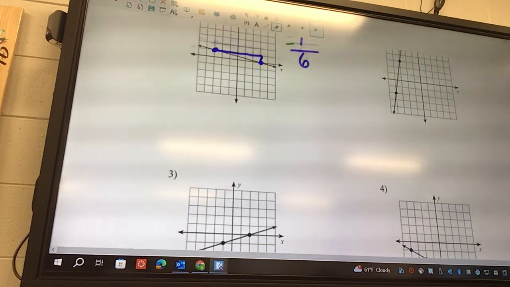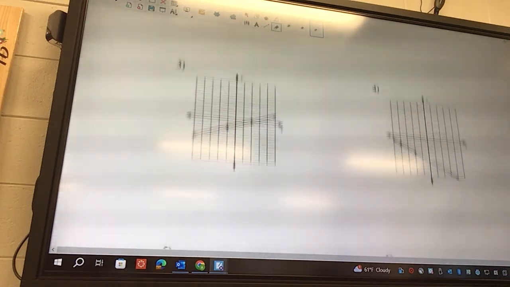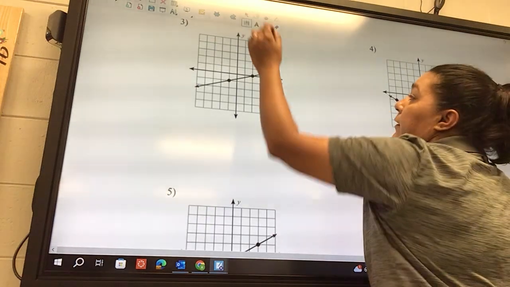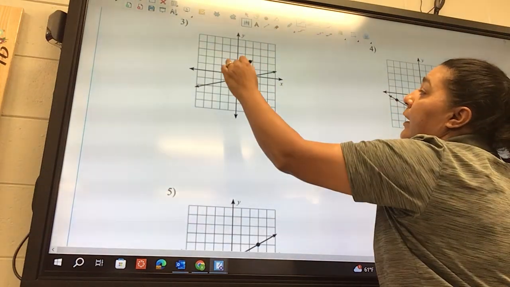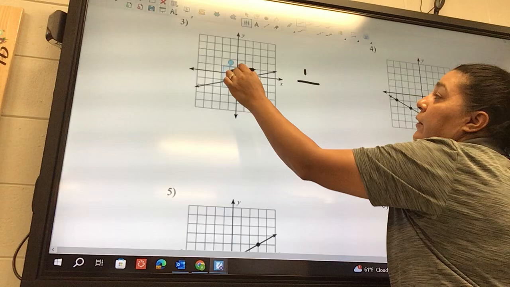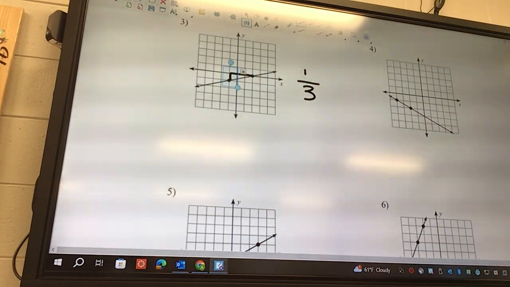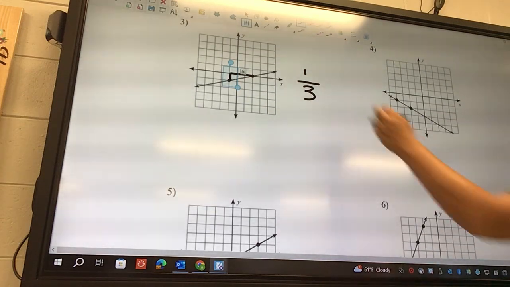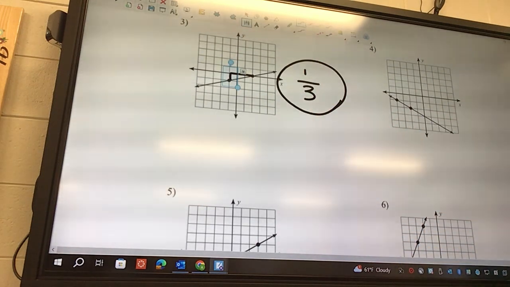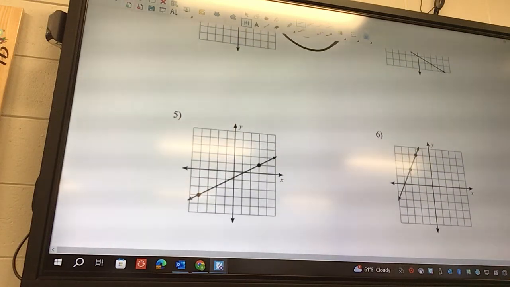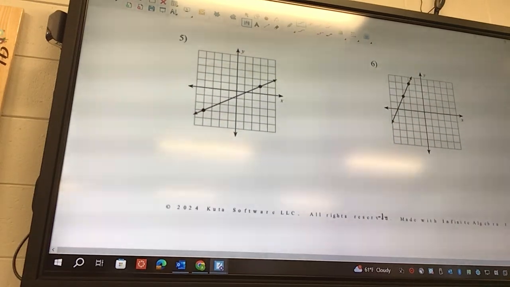Okay, look at number 3. How much do we rise? 1. How much do we run? 3. Okay, does that fraction reduce? No. Is that a positive or a negative line? It is a positive line, so this one is going to be 1/3. The slope is 1/3.